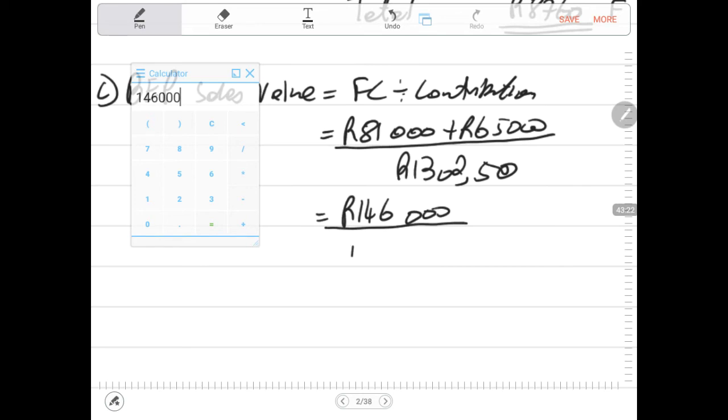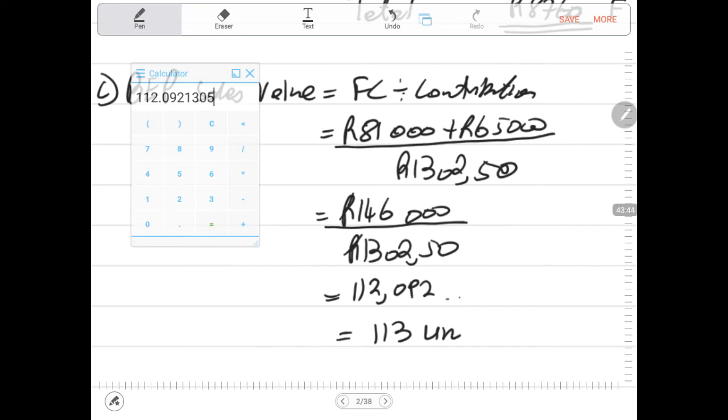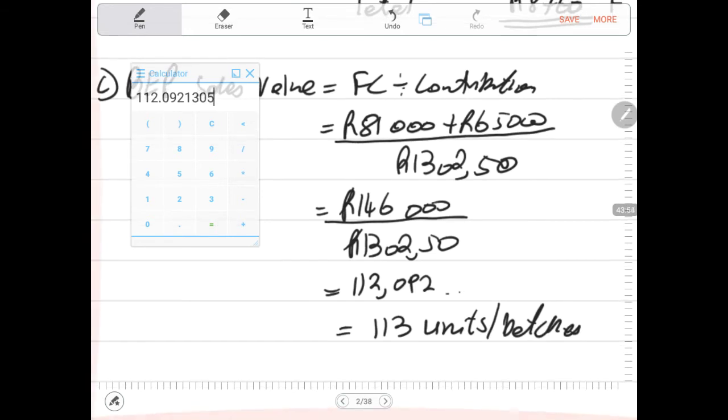We divide it by 1,302 rand 50 cents. Obviously, R will cancel R. The amount we are going to get will definitely be 112.092 whatsoever. The amount that we get will be in units, not in rands. This is in units of batches. Now that we have done with this, we know this is 113.